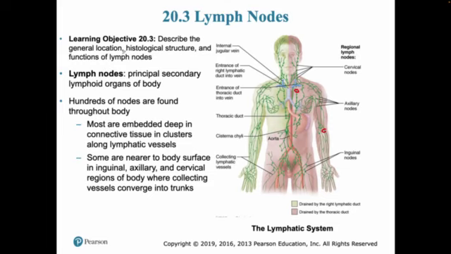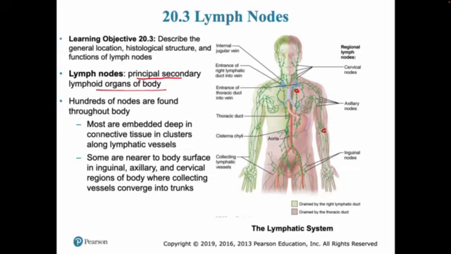Now lymph nodes, what are these? We will talk about the general location, structure and function. This is the principal secondary lymphoid organ of the body. We have hundreds of nodes throughout our body. They are embedded within the connective tissue, and along the lymphatic vessels, as you can see in this whole picture.